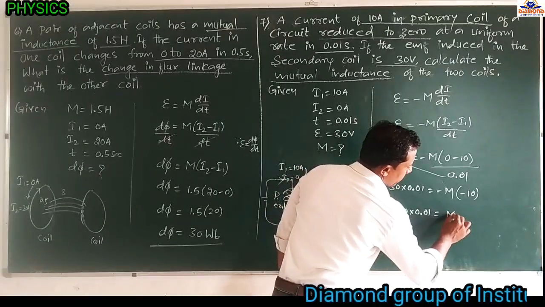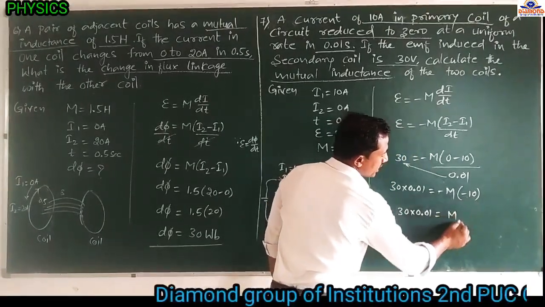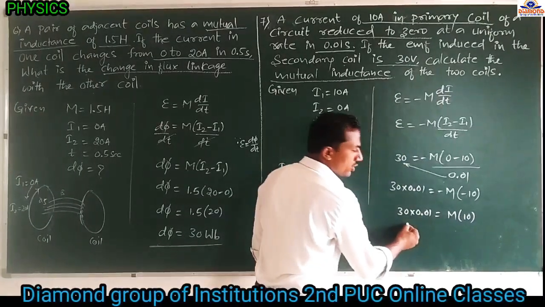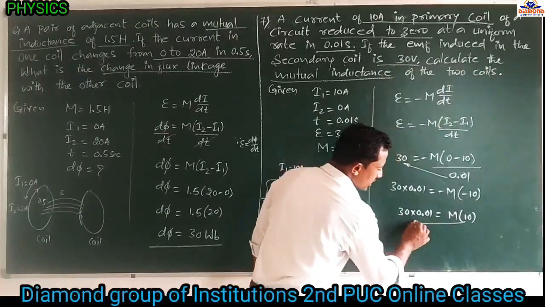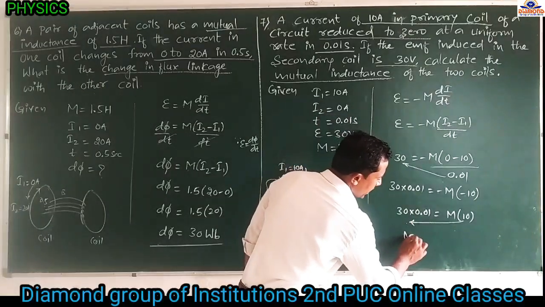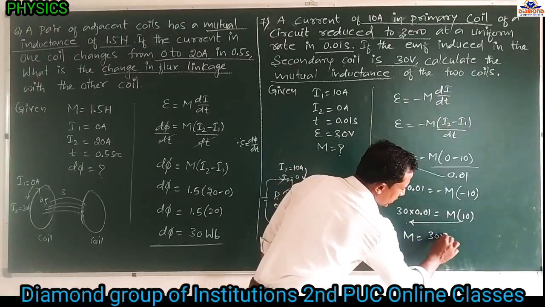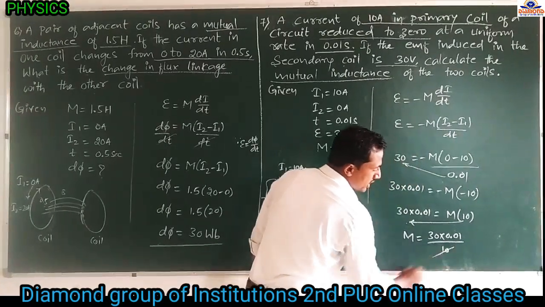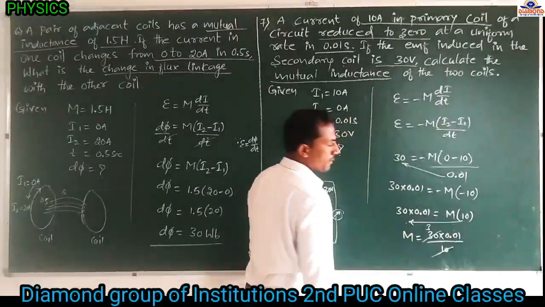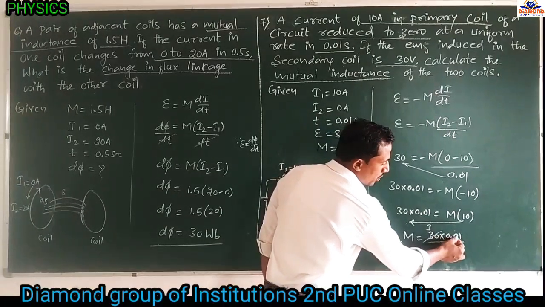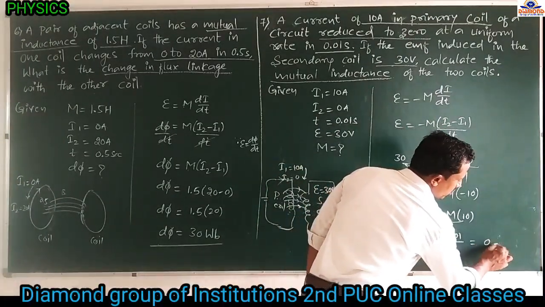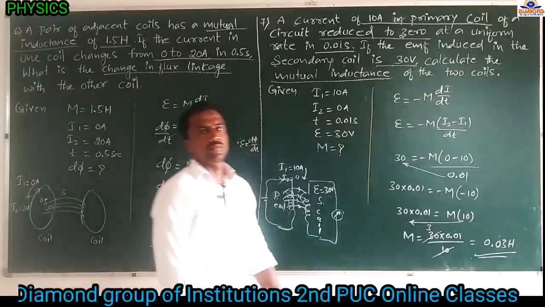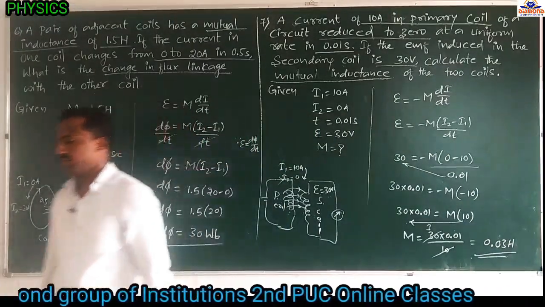equals to M, okay, then into 10. If we send 30 to the other side, it comes in denominator form. Send 30 to this side, then we are writing M equals to 30 into 0.01 divided by 10, 10 ones are 10, 10 threes are 30, then 3 into 0.01 means we are writing 0.03 Henry.